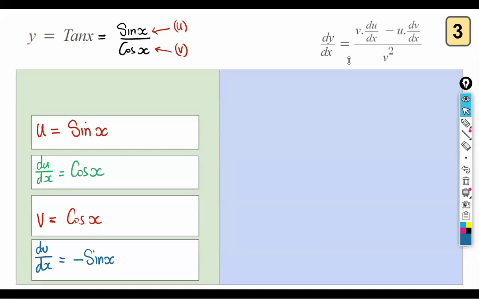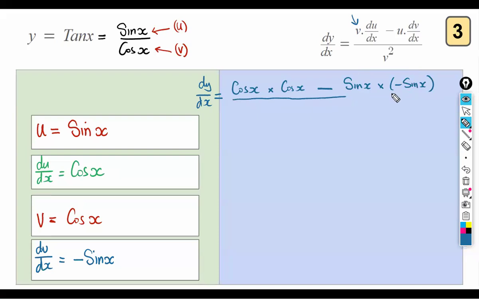So it's just to put everything together now. It's just to put all five things together. So I'll write my dy dx here. I need all the space. We have to take v. How much is v? V is cosine x multiplied by du dx, which is another cosine x. I'm making sure: v du dx, minus u. How much is u? U is sine x multiplied by dv dx, which is minus sine x. All divided by what? V squared.